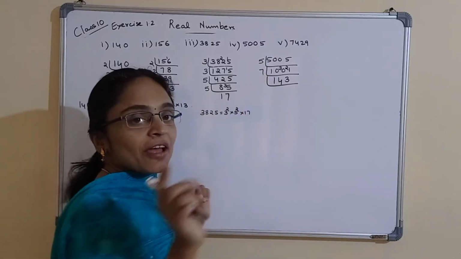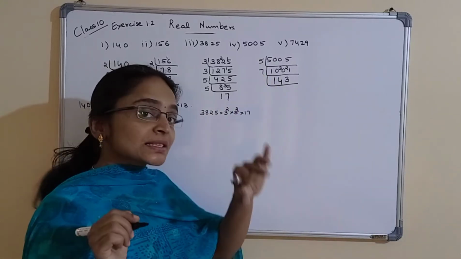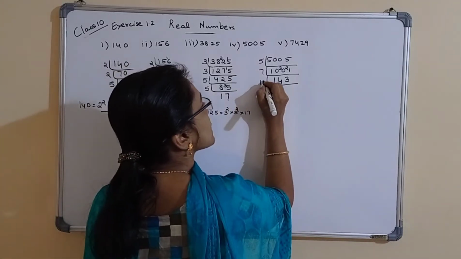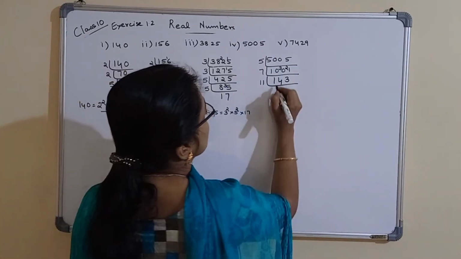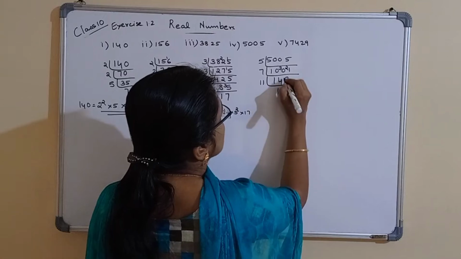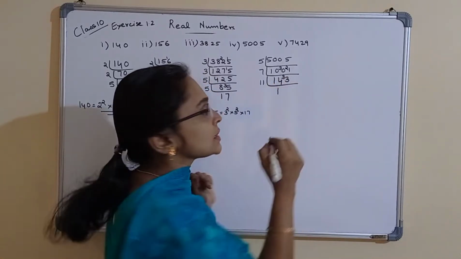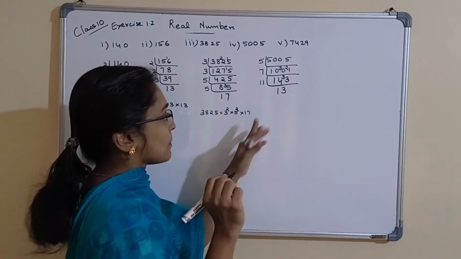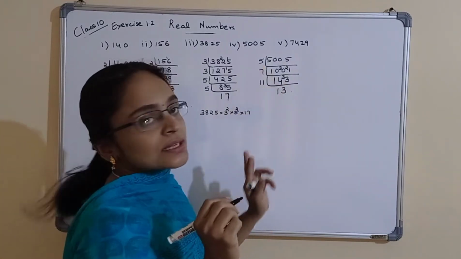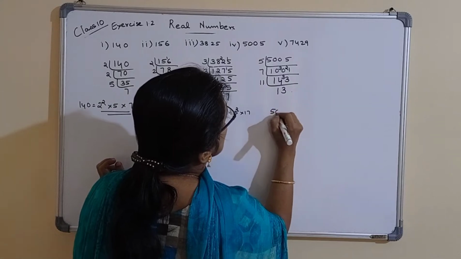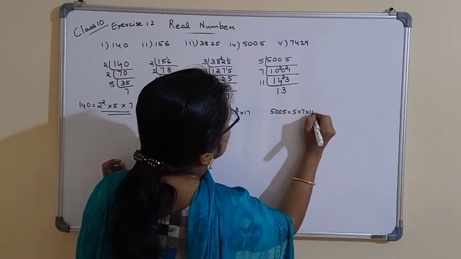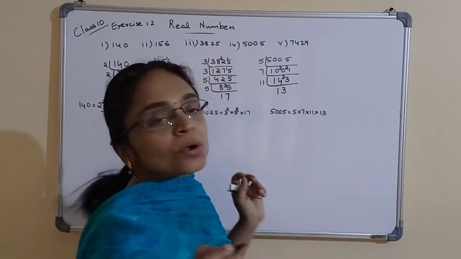Now, is 7 a factor of this? No. The next prime factor is 11. So, we can check if 11 is a factor. Yes, 11 is a factor because 14 by 11 is 1. 3 remainder. 33 by 11 is 3. So, this is also a prime number. So, we cannot proceed. Which means 5005 is equal to 5 into 7 into 11 into 13.